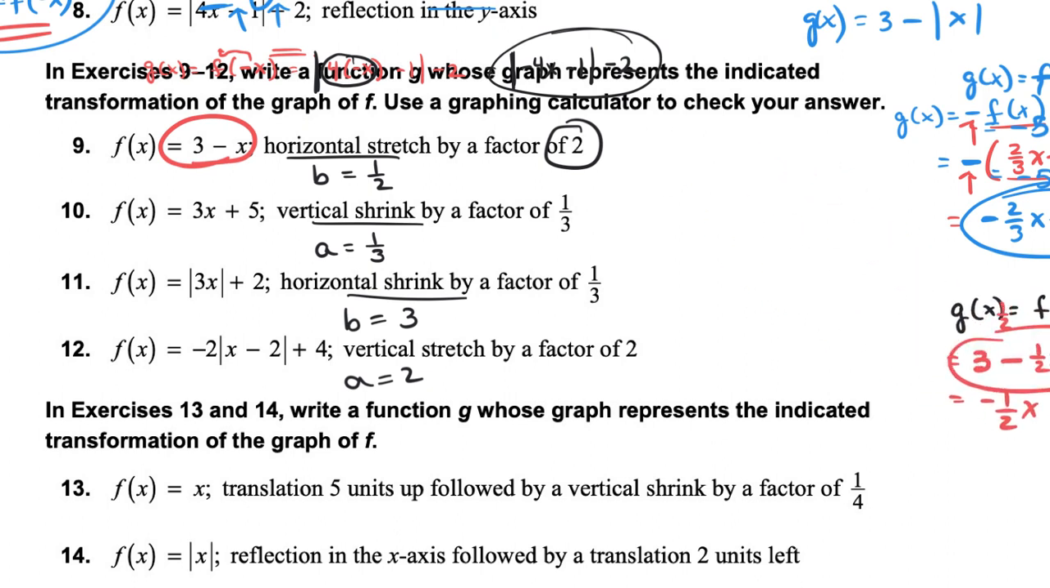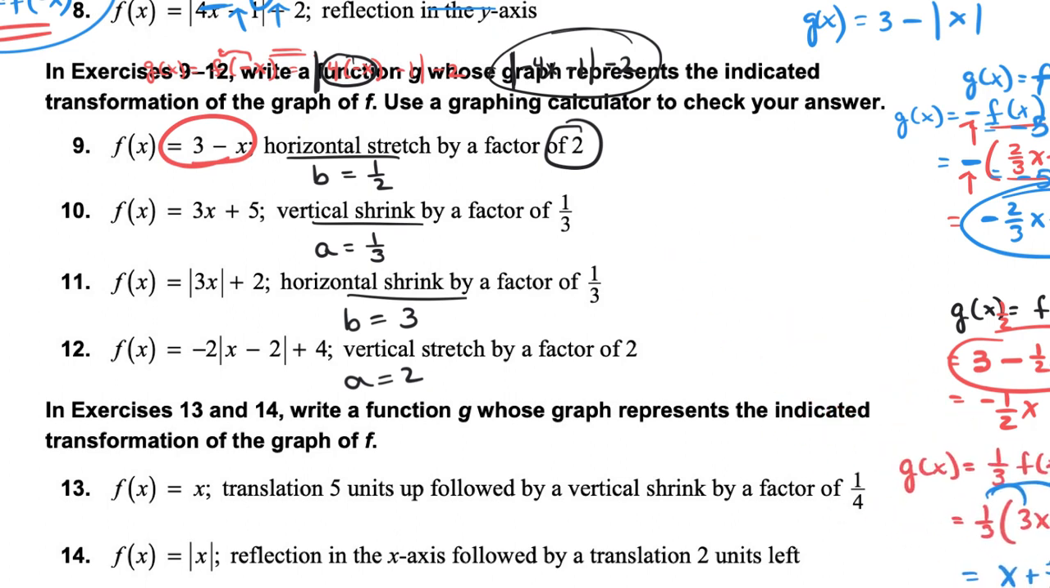Let's do another one. Vertical shrink. That means g of x is, verticals go on the outside, 1/3 of f of x. So 1/3 of, let's see, my f of x is 3x plus 5 in this problem. Just have to distribute the 1/3. 1/3 times 3 is 1x. 1/3 times 5 is 5/3. And there is my new function.